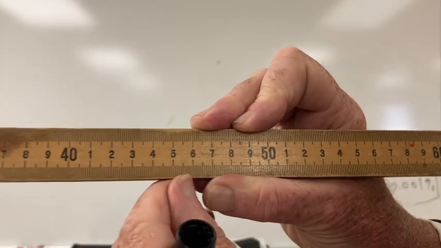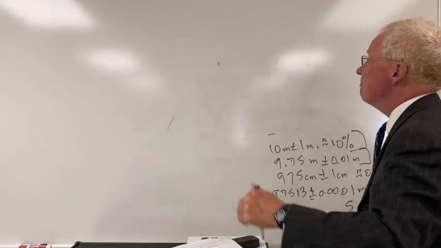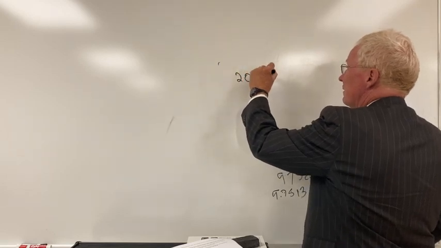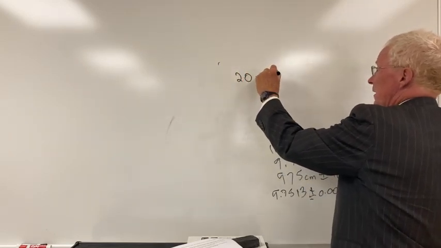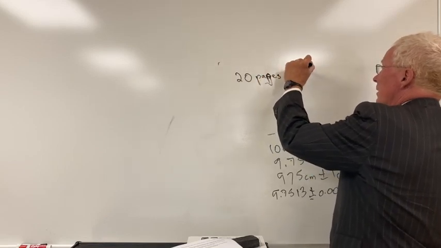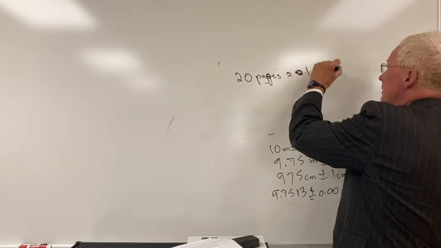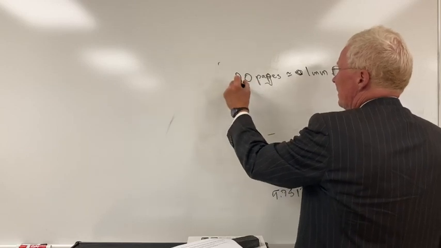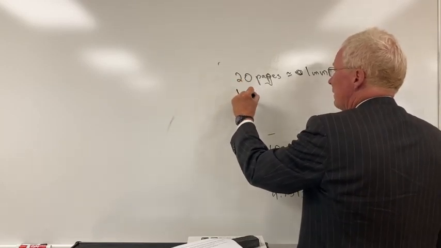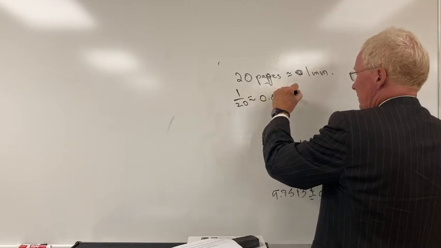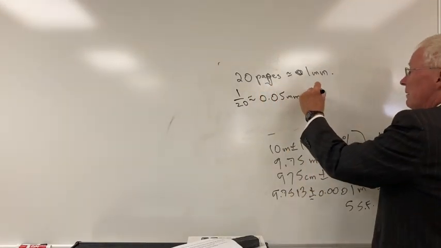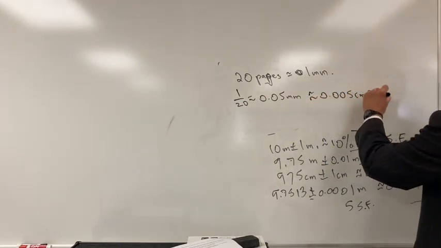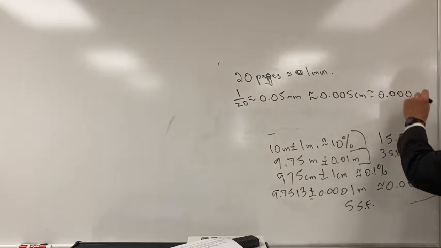From there to there, let's say 20 pages. Make pages is 1 millimeter. All right, so to get the thickness, we take 1 divided by 20, which would be 0.05 millimeters, which would be 0.005 centimeters, which would be 0.00005.